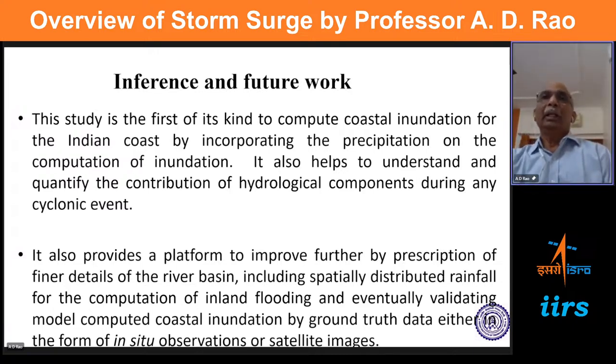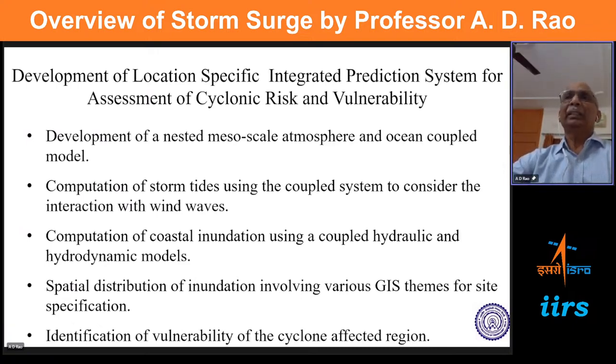Finally, what you need is a location-specific integrated prediction system for the assessment of cyclonic risk and vulnerability. Risk means how much damage it causes, whether it is very high level dangerous or not. And the vulnerability is, because of that, how much area is going to be inundated, and what are the areas to be evacuated. All these things need such an integrated model.